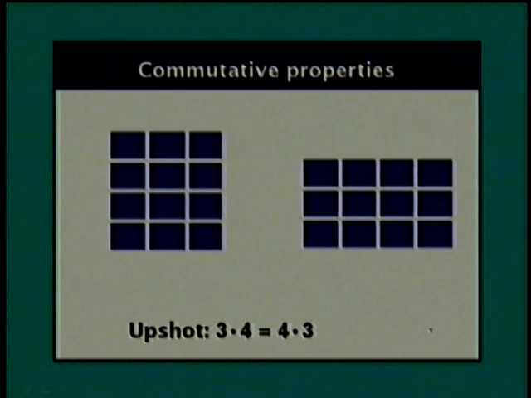And this would be true no matter what the 2 numbers in the product are. 3 could be any number, call it A. 4 could be any number, call it B. And A times B would equal B times A.